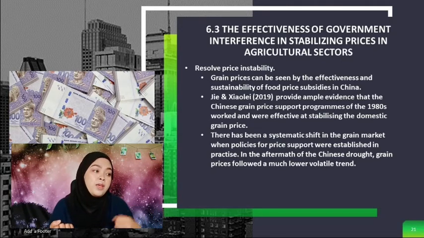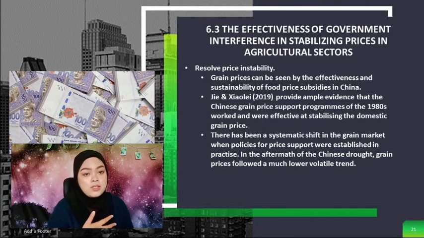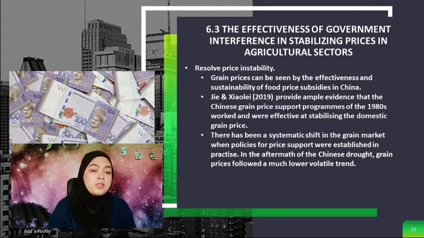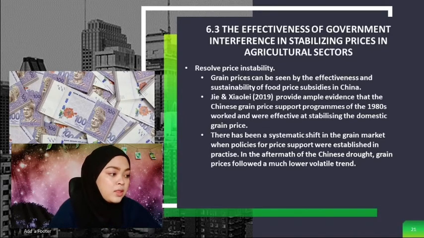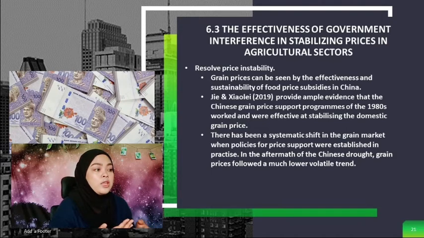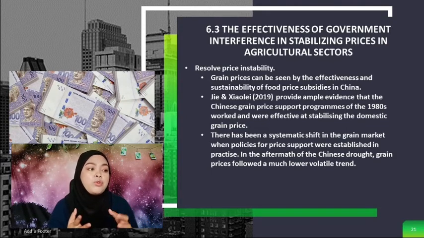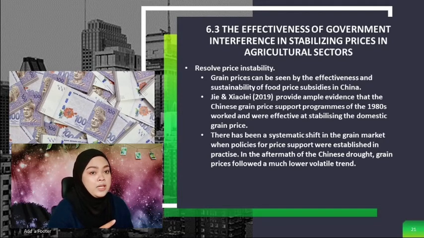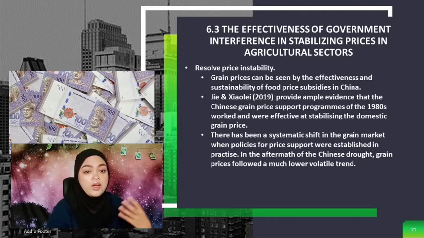After that, China adopted numerous grain pricing policies to control grain market prices since the early 1980s. With this systematic shift in the grain market, when policies for prices were established in practice, in the aftermath of the Chinese drought the grain prices followed a much less volatile trend. Meaning to say that government intervention is very important in order to stabilize the price.